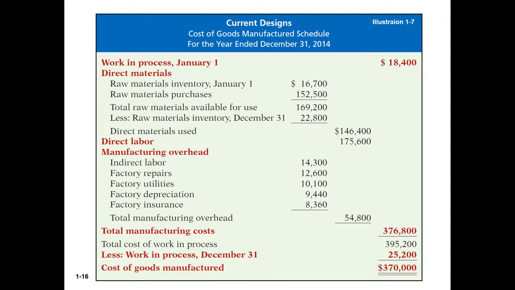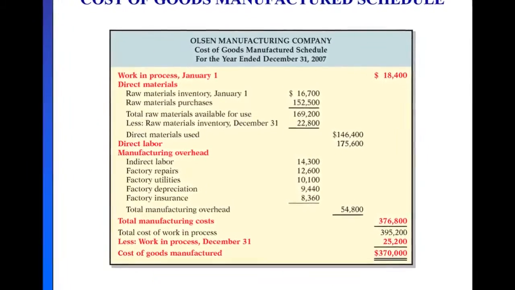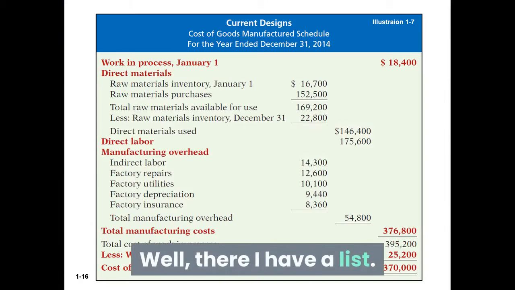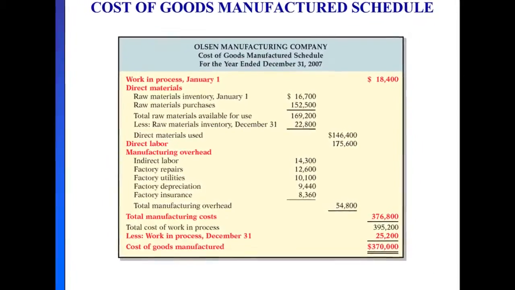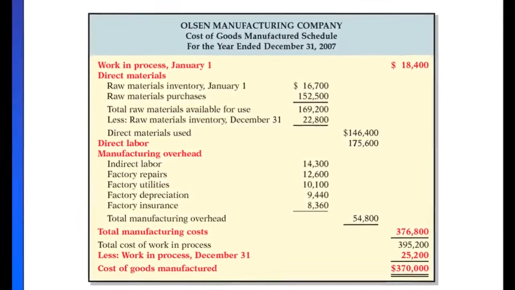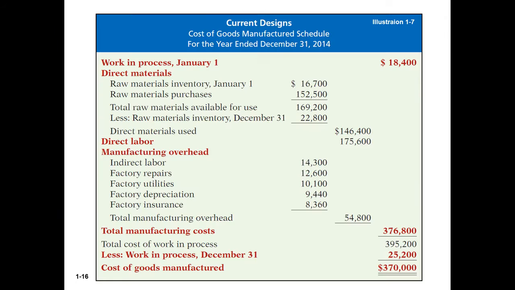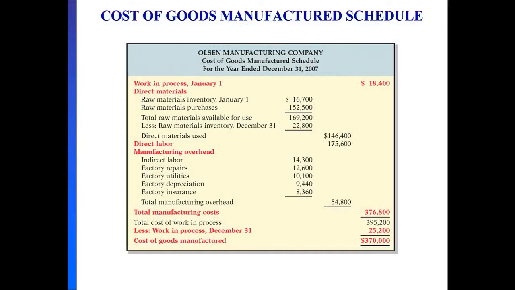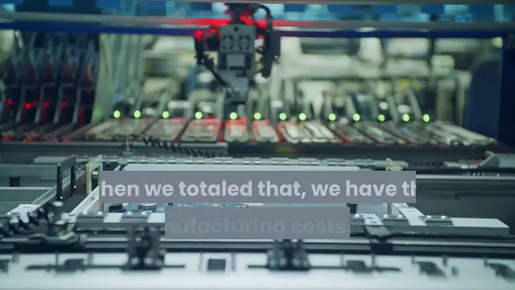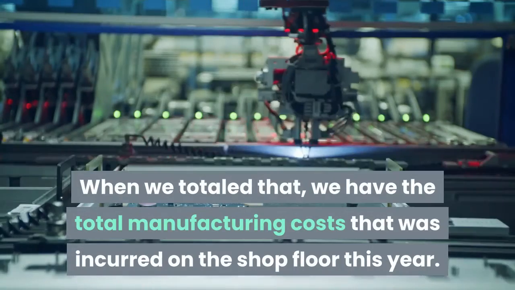Now, if I want to move in and look at what was that 54,800 manufacturing overhead? Well, there I have a list. Indirect labor 14,300, factory repairs 12,600, utilities, and they're in a column beside. So you see, moving from left to right, we get more and more succinct information. So the middle column gives you the three cost elements: direct material, direct labor and overhead. When we totaled that, we have the total manufacturing costs that was incurred on the shop floor this year.